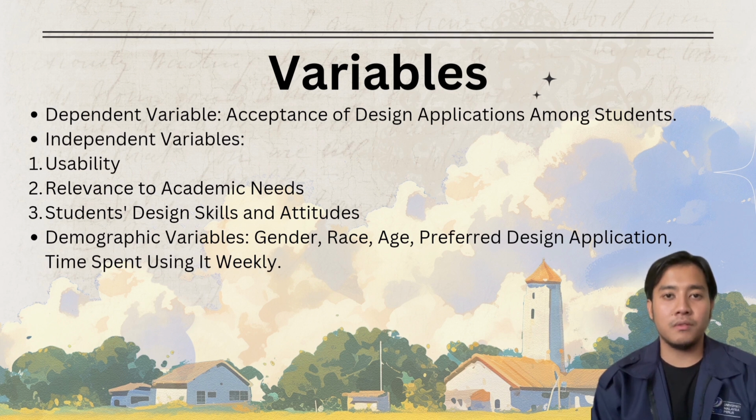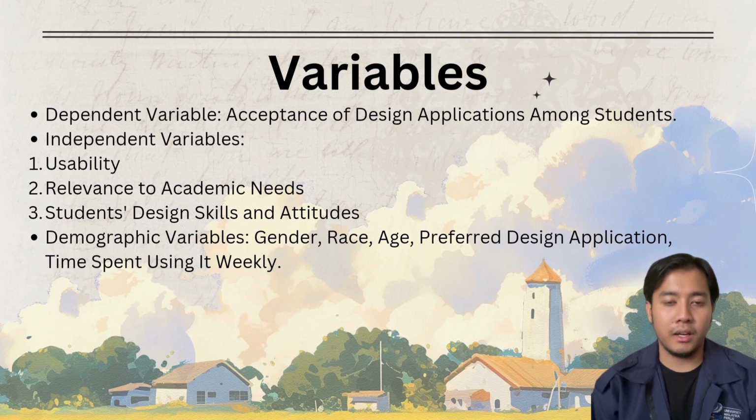The first independent variable, IV, is usability, the second one is relevance to academic needs, and the third one is students' design skills and attitude. Apart from that, we also include demographic variables for this study. For example, we include gender, race, age, preferred design application, and time spent using it weekly.